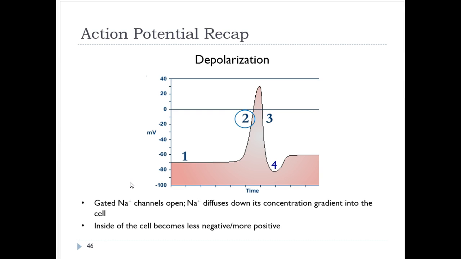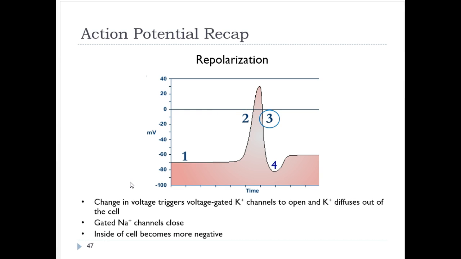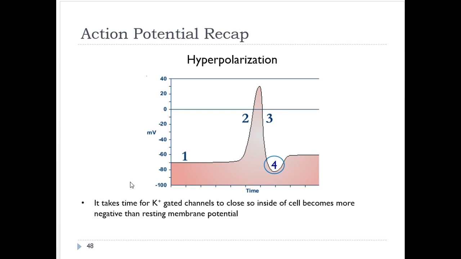Sodium diffuses down a concentration gradient into the cell, and the cell becomes less negative and more positive. Finally, when we're starting to go back to normal, cells will trigger the voltage-gated potassium channels to open. Potassium diffuses outside the cell, and the sodium channels close. So inside the cell becomes more negative. And lastly, hyperpolarization is where the potassium channels will close. So the cell becomes more negative than resting potential.